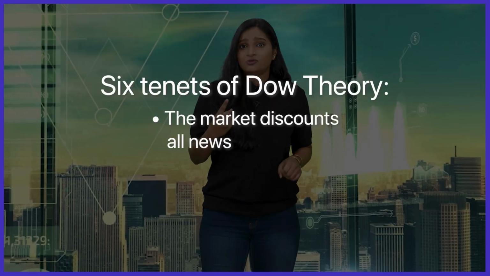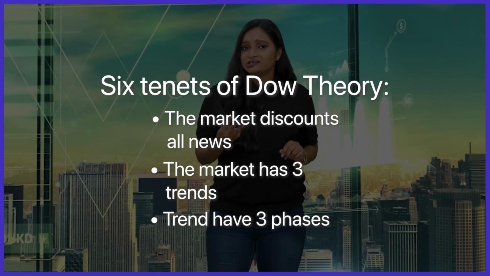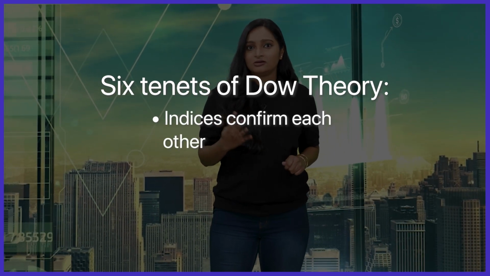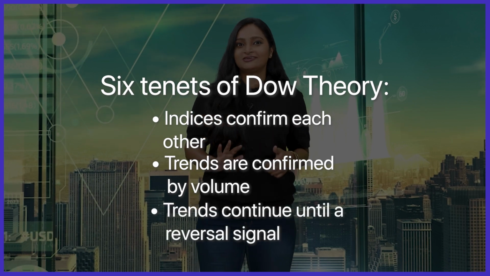The market discounts all news. The market has 3 trends. Trends have 3 phases. Indices confirm each other. Trends are confirmed by volume, and trends continue until a reversal signal.